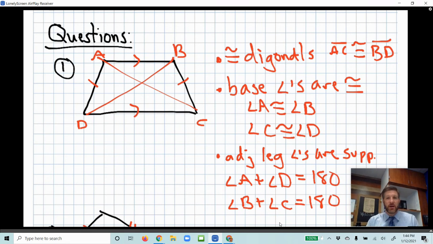Notice I'm saying isosceles trapezoid. We'll talk about it in class, but if you just have a regular trapezoid, only the third one is in fact true.